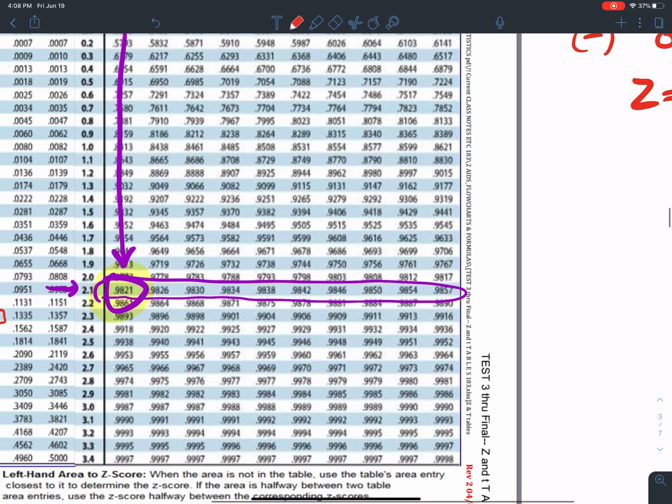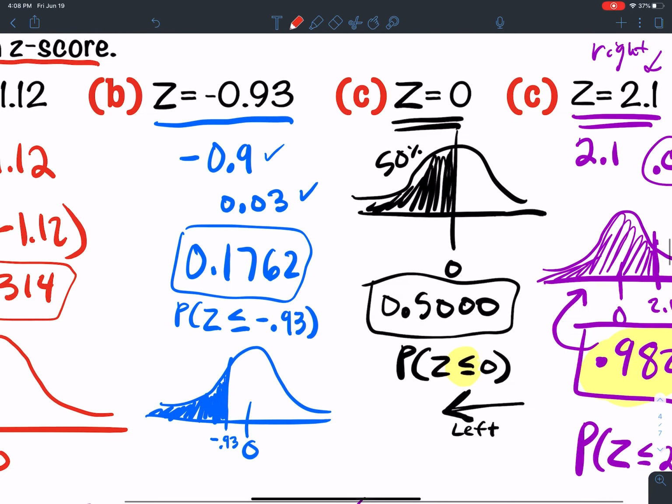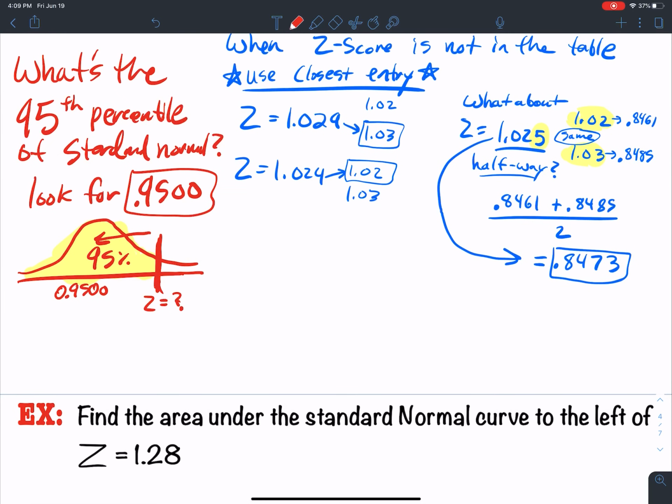So I'll look over here and I see that I have a 0.9495 and a 0.9505. So it looks like it's split between the two. So what are those numbers? Well, it looks like 1.64 and 1.65. So it's between 1.64 and 1.65. So that gets me a 0.9495, and this gets me a 0.9505. So it's exactly in the middle. This is 5/10,000ths away, and that's 5/10,000ths away. So if it's exactly in the middle, what do I have to do? I have to average these two.